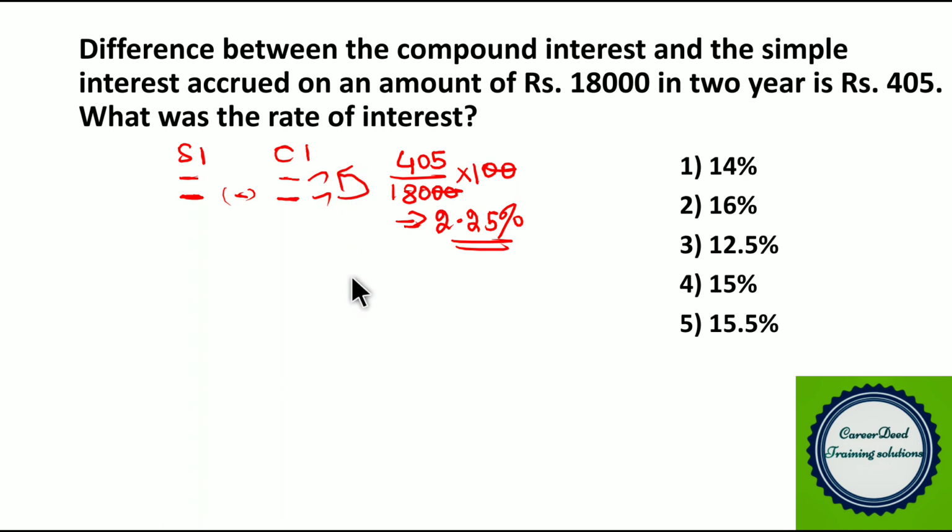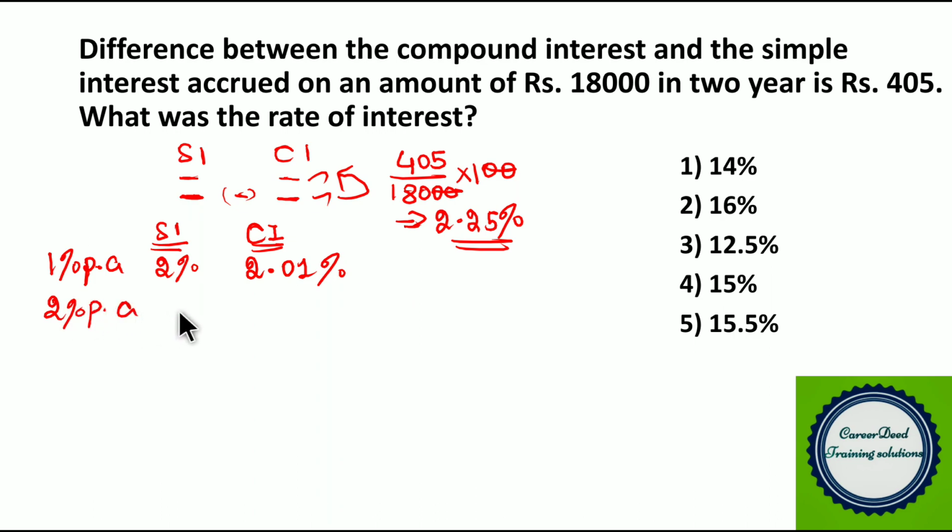So how can we find the rate? I will explain the trick now, so please listen carefully. Assume for 1 year the rate of interest is 1%. In simple interest, the total for 2 years will be 2%, and in compound interest it will be 2.01%. If it is 2% per annum, simple interest for 2 years will be 4%, and compound interest will be 4.04%.